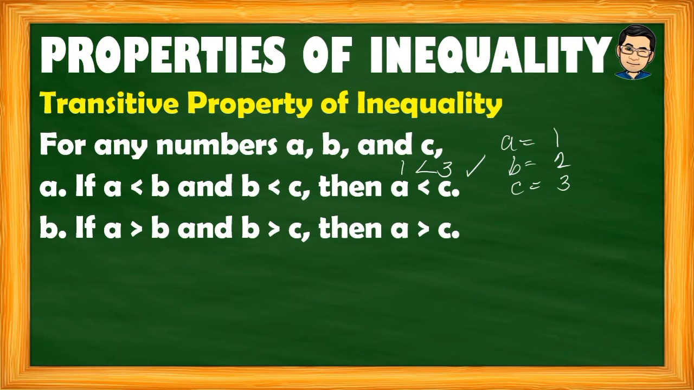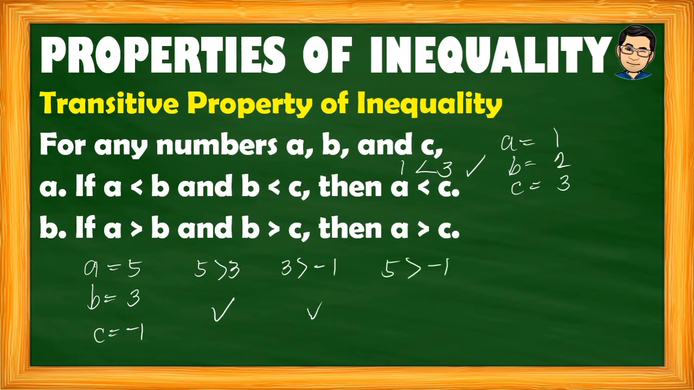So, gawa tayo ng other example. So, A is 5, B is 3, and then C is negative 1. Okay, so A is greater than B, so that is 5 greater than 3, that is true. And then B is greater than C, so 3 is greater than negative 1. This is also true. So since napatunayan natin na A is greater than B and B is greater than C, then pwede nating sabihin na A is greater than C, and that is 5 greater than negative 1, which is also correct. So yan lang po yung transitive property of inequality.